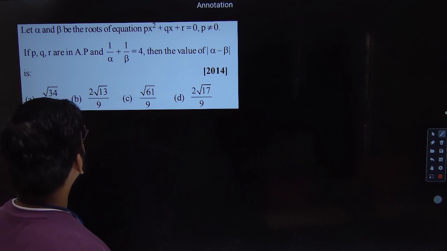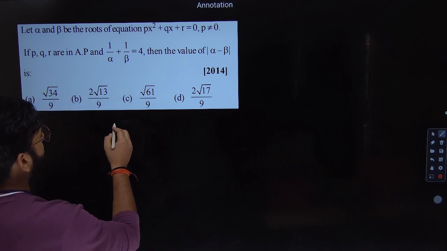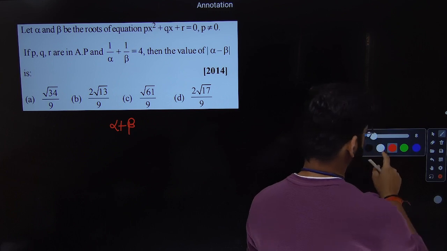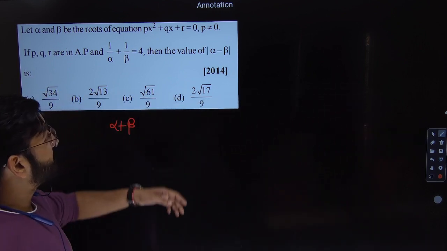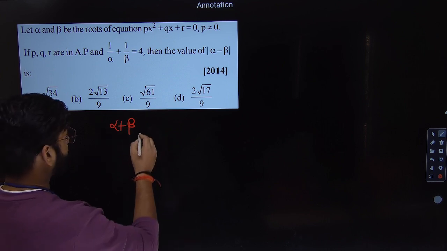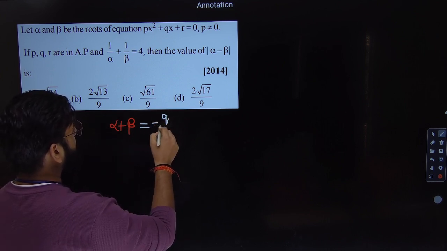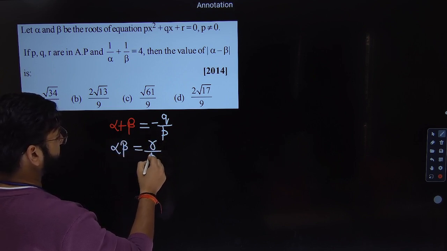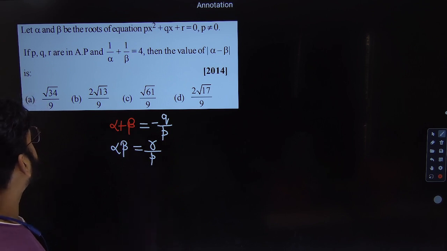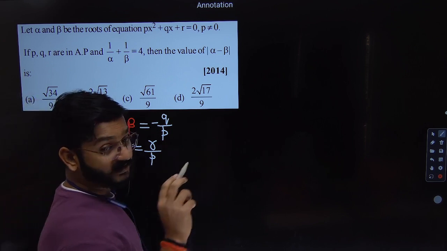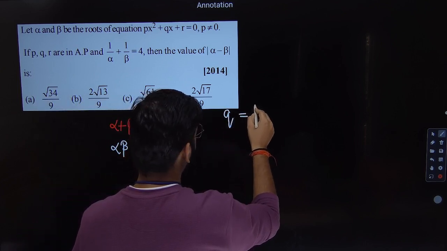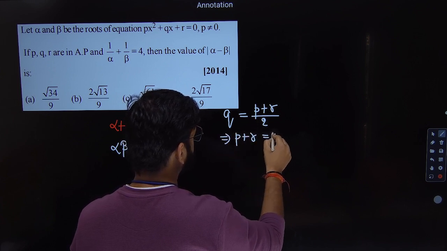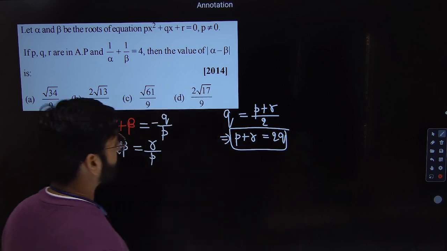Okay, so alpha and beta are the roots. So alpha plus beta is how much? Minus b by a, and b here is q, so minus q by p. What will be alpha into beta? c by a, so r by p. Now p, q, r are in AP. When three terms are in AP, q equals p plus r by 2. So p plus r will be 2q. All clear?